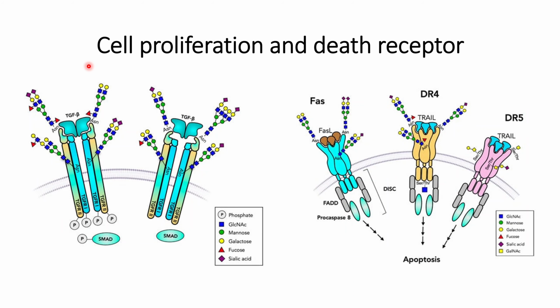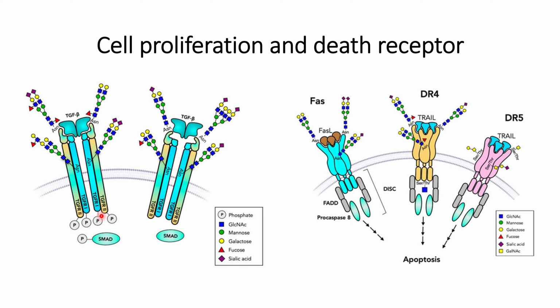Today we will discuss cell proliferation and death receptors and how they are related to glycans, and which of these glycans plays a role towards intracellular cell signaling that will cause proliferation or triggering of apoptosis. So we will first discuss proliferation. We will not just discuss N-glycans but also O-glycans.